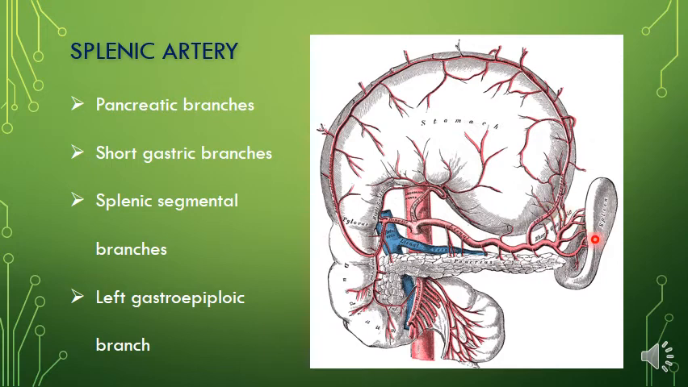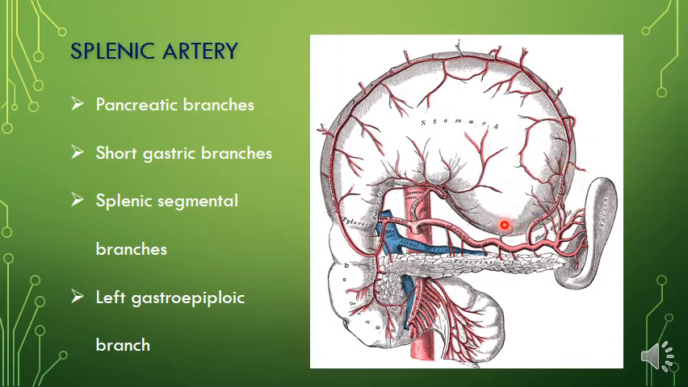Like the lienorenal ligament, there is a gastrosplenic ligament extending between the stomach and the spleen. So these short gastric branches are going to run in between the two layers of the gastrosplenic ligament and supply the fundus of the stomach. Remember that in this image the stomach is upside down, it is pulled upwards. So this is the fundus.